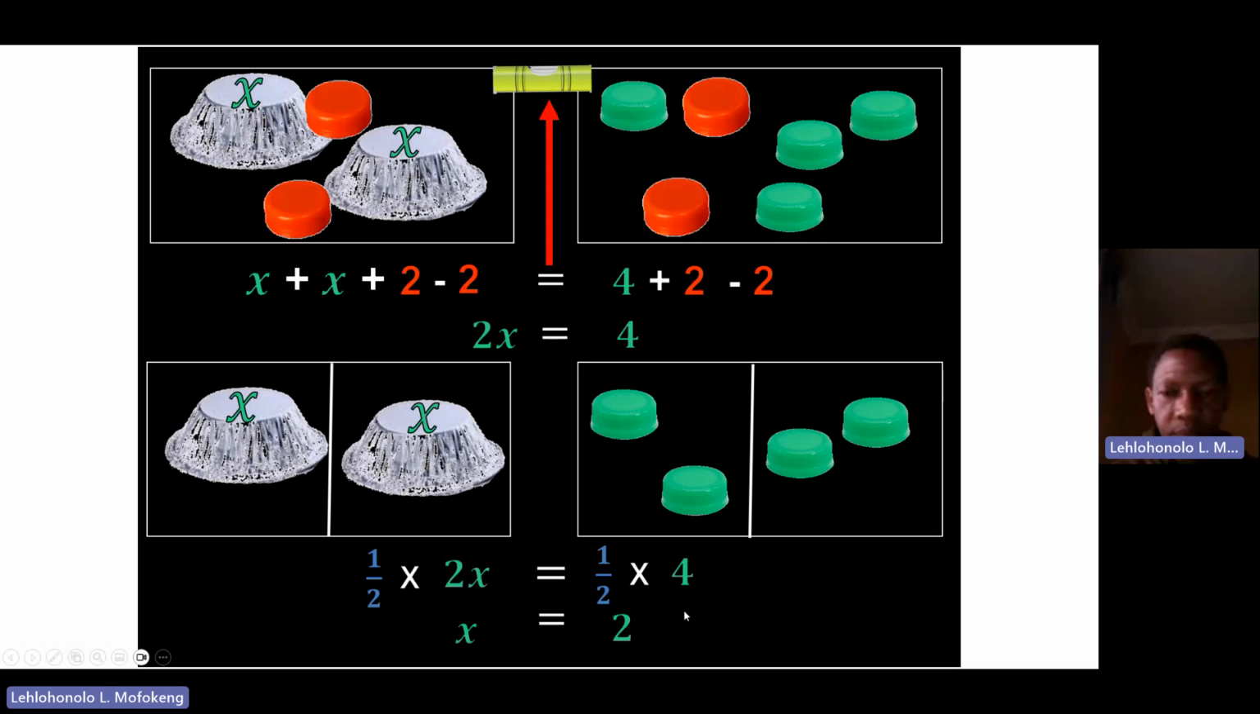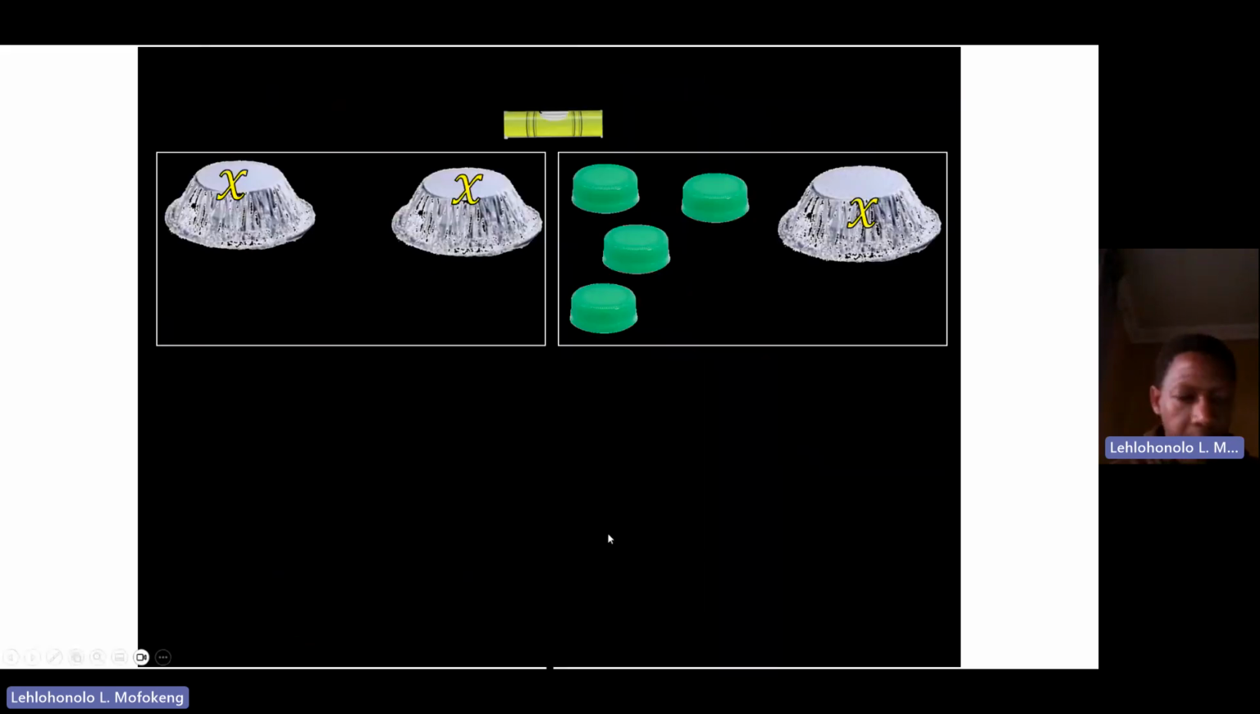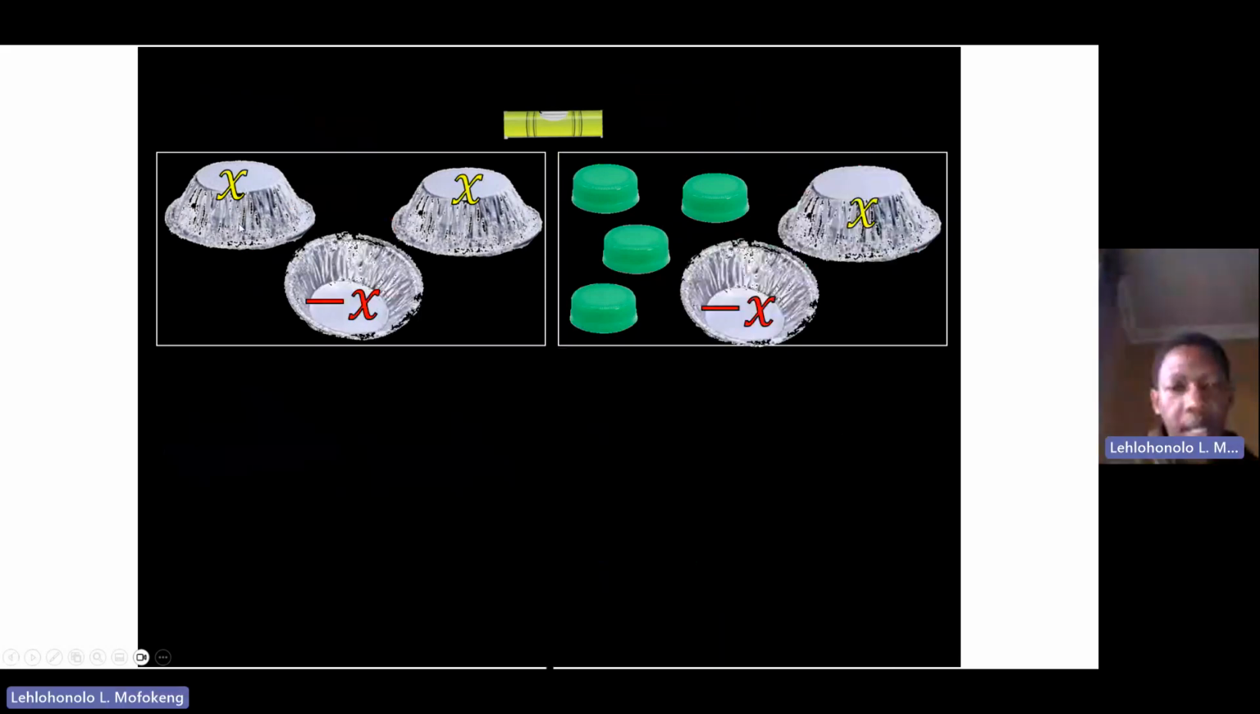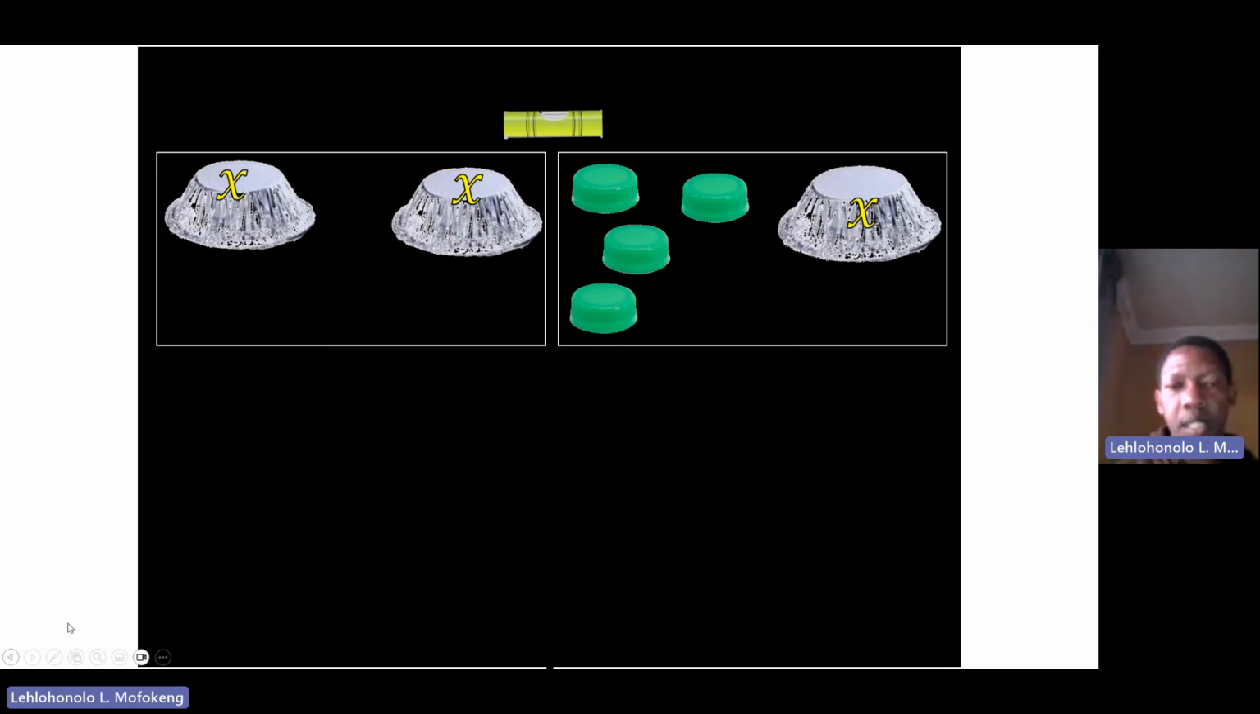Right. And then the last activity is this one. We have 2x minus x on the left-hand side, and negative x plus 4. So we must actually move x to the right-hand side. Sorry for that. Let me say this is 2x equals x plus 4.